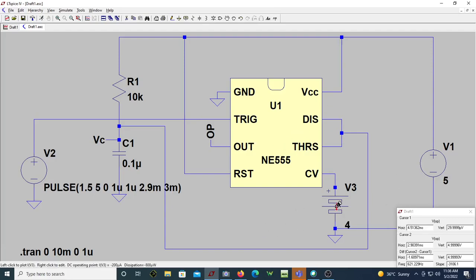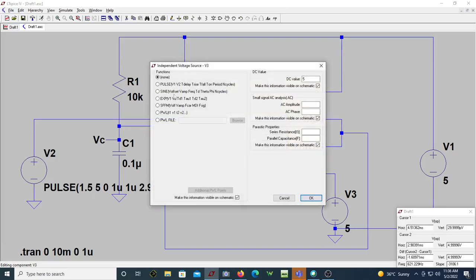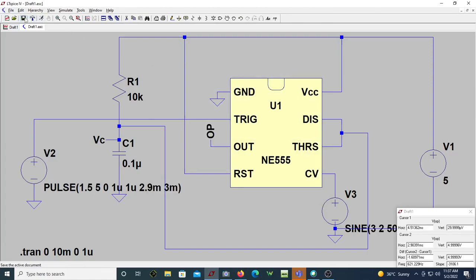Let me show you what happens if I replace it by a sine wave. I'll take this out, have a copy of this over here, and modify this source to a sine wave with some offset. Let me take the offset as around 3 volts, an amplitude of around 2 volts, and a frequency of around 50 hertz. This is fine. Okay, this is done.